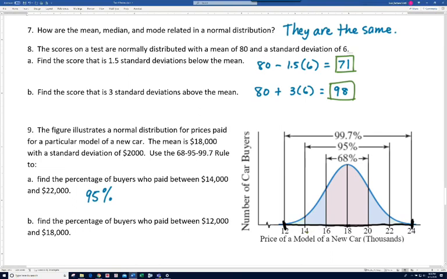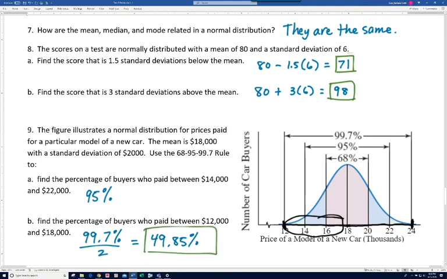From 12,000 to 24,000, we know 99.7% of the data is in there. And what we're looking at is just from 12 to 18, which is half of that. And so we just need to take half of 99.7, and you get 49.85%. All right, let's move on to the next slide.